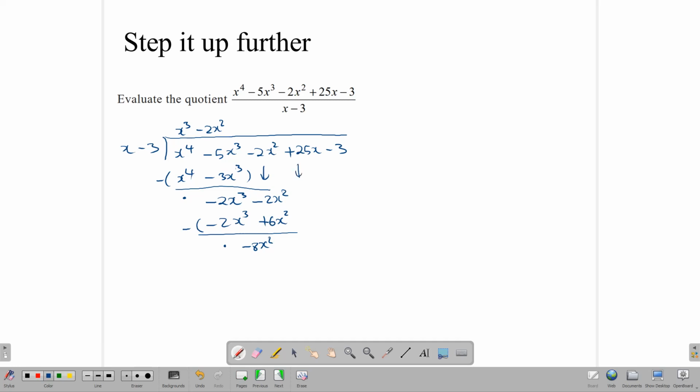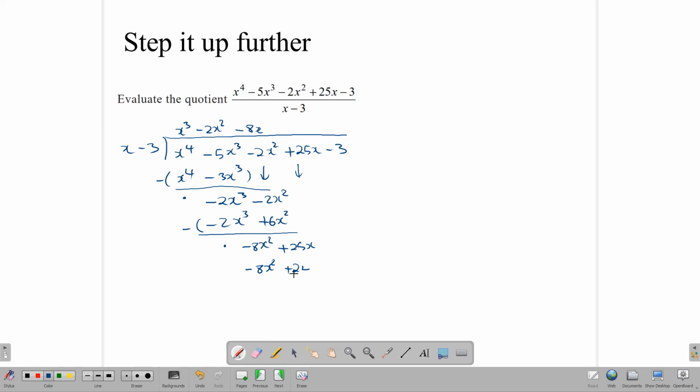Drop this one down next. That's 25x. And here we divide again. X into negative 8x squared gives us negative 8x. Very good. And x times negative 8x, of course, gives us a negative 8x squared. And negative 3 times a negative 8 here gives us a negative 24.